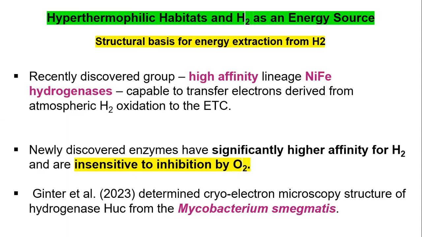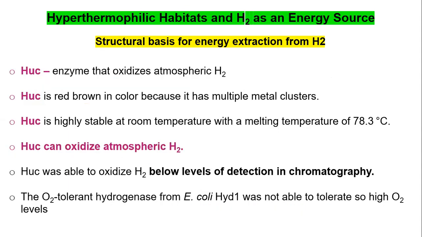And luckily, they had cryo-electron microscopy, so they were able to isolate this Mycobacterium organism, extract proteins, and do crystallization of this novel enzyme, which is now named HUK, H-U-K. Very unique, recently discovered enzyme that can take teeny tiny amounts of hydrogen in our atmosphere and oxidize it. It has multiple metal clusters, which is great, and it is apparently stable at pretty much all temperatures. It was able to oxidize hydrogen so much that they could not detect it, literally below detection level on chromatography.